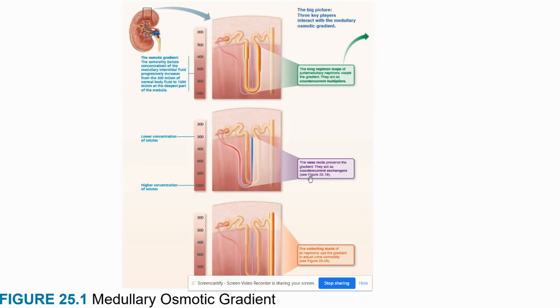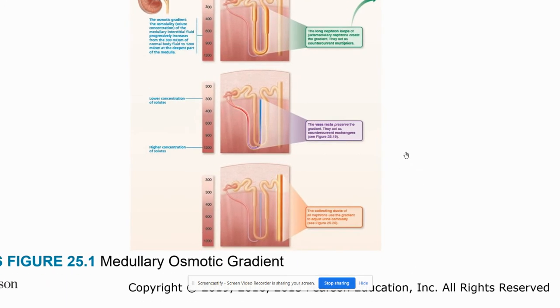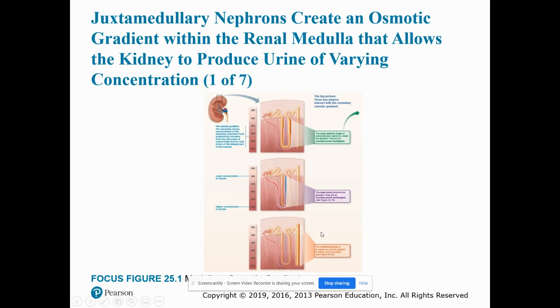The vasa recta is going to preserve the gradient, and it's going to act as a countercurrent exchanger. And then the collecting ducts are going to use that gradient to adjust urine osmolarity.